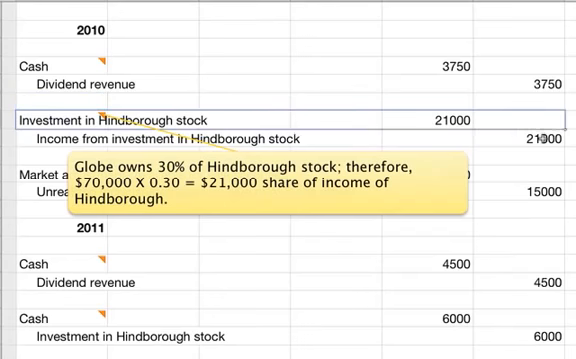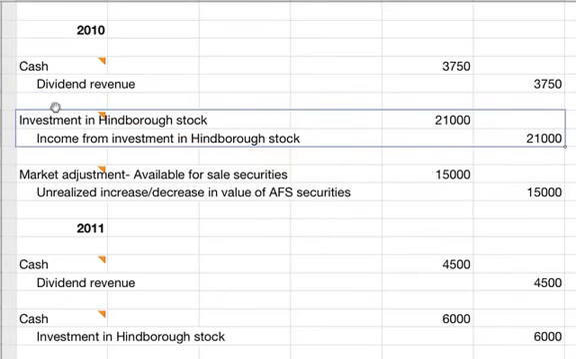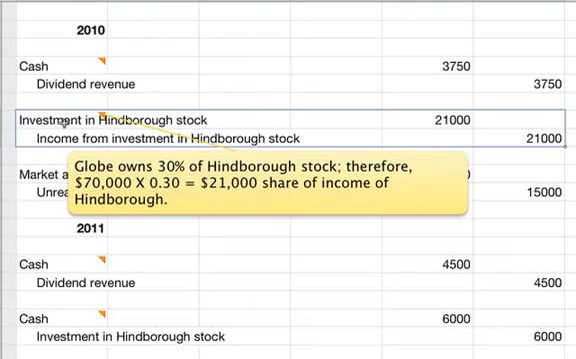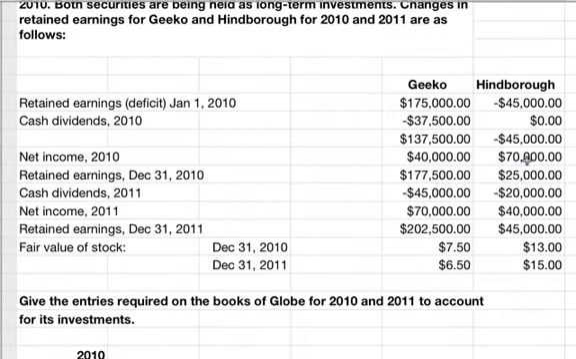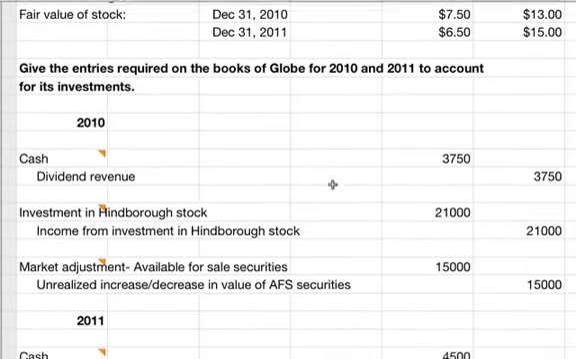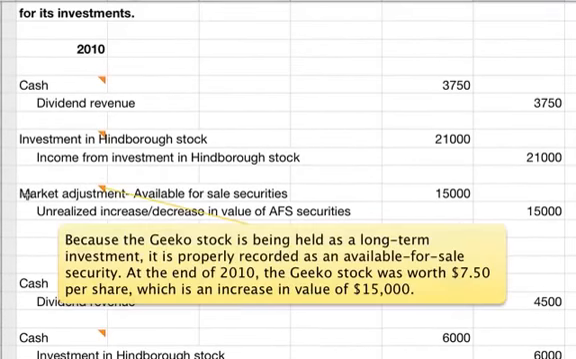The next one is the investment in Hinbro stock for $21,000 and the income from investment in Hinbro stock. Globe owns 30% of Hinbro stock, therefore they claim 30% of the income, which is $21,000. You can see that the income for Hinbro for 2010 is $70,000. 30% of that is the $21,000.